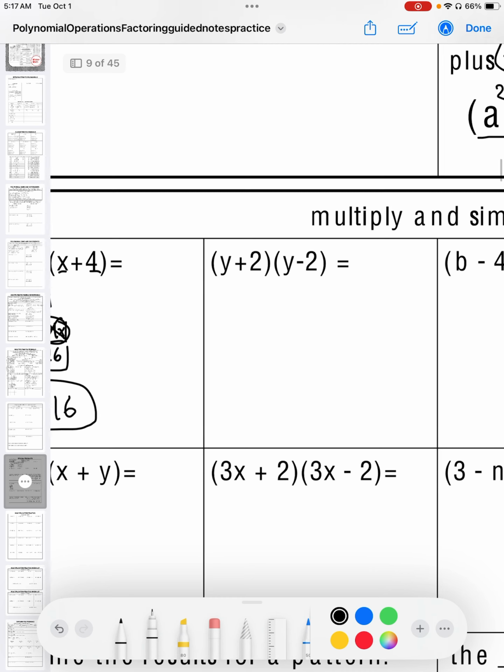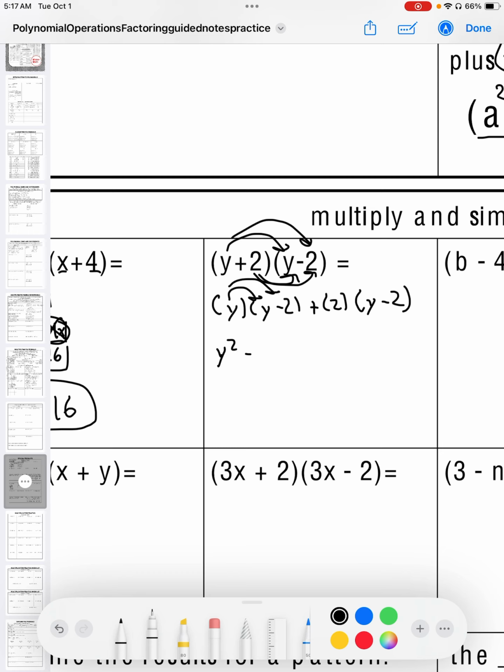Okay. So then let's look at y plus 2 times y minus 2. Again, I'll use the distribution method for this one. So I'm going to do distributing the y and then distributing the 2. So we take y times y minus 2 plus 2 times y minus 2. Distributing the y, I would have y squared minus 2y. Distributing this 2, I would have plus 2y minus 4. Negative 2y plus 2y would again cancel out, so I'm going to have y squared minus 4 as my answer.